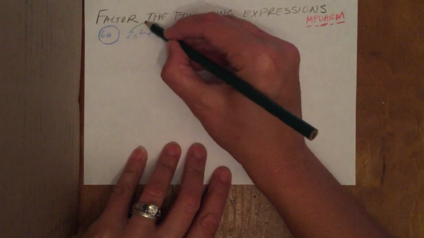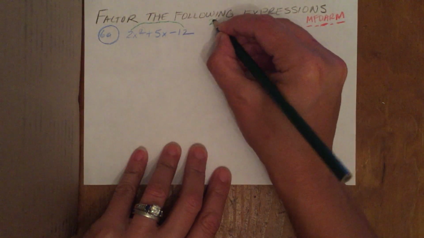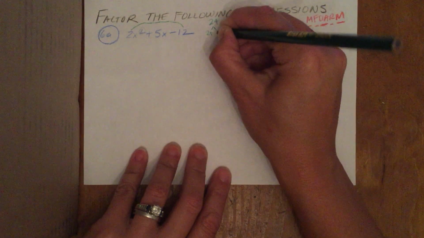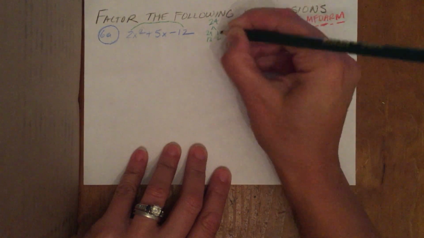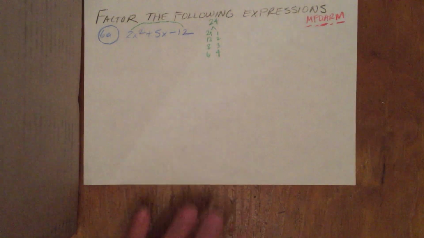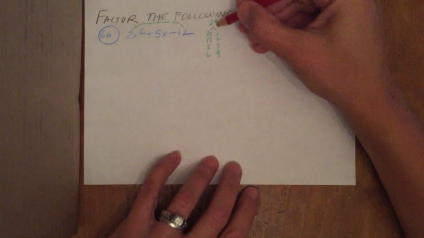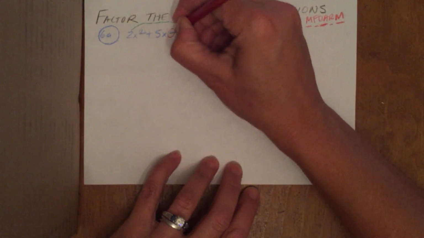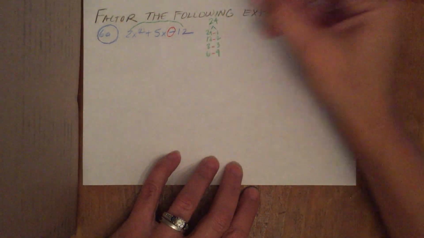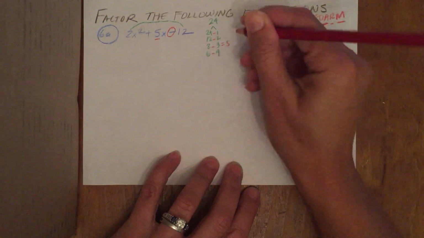So what I'm going to do is multiply the A times the C, 2 times 12, and that gives me 24. So I'm going to factor the 24. It's 24 and 1, 12 and 2, 8 and 3, and 6 and 4. So basically what I'm looking for in MFDARM is two factors of 24 that, because the C term is negative, are going to subtract to give me 5. And that's going to be 8 and 3 right here.